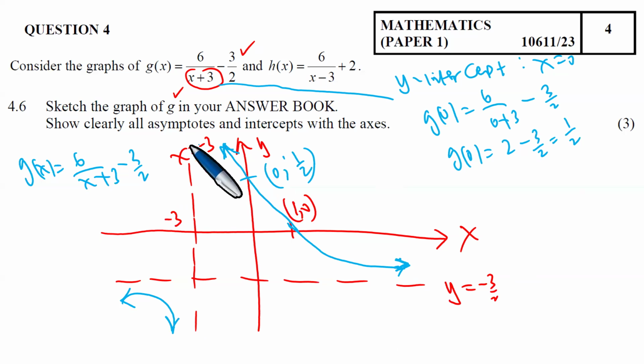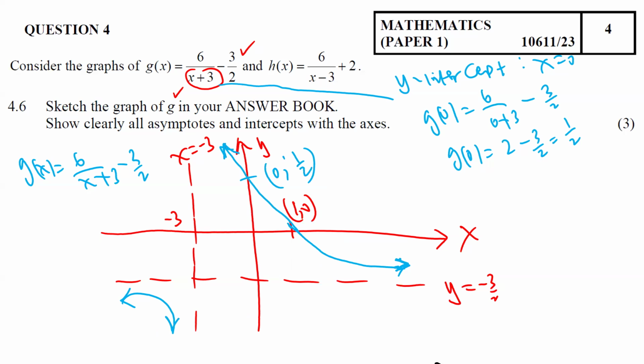Show clearly all intercepts and show clearly all asymptotes. The asymptotes we have shown. This is the horizontal asymptote. That is the vertical asymptote. The y-intercept is shown, 0 and 1/2. The x-intercept has been shown, it is 1 and 0. And we have pieces of the rectangular hyperbola appearing in the Cartesian plane.